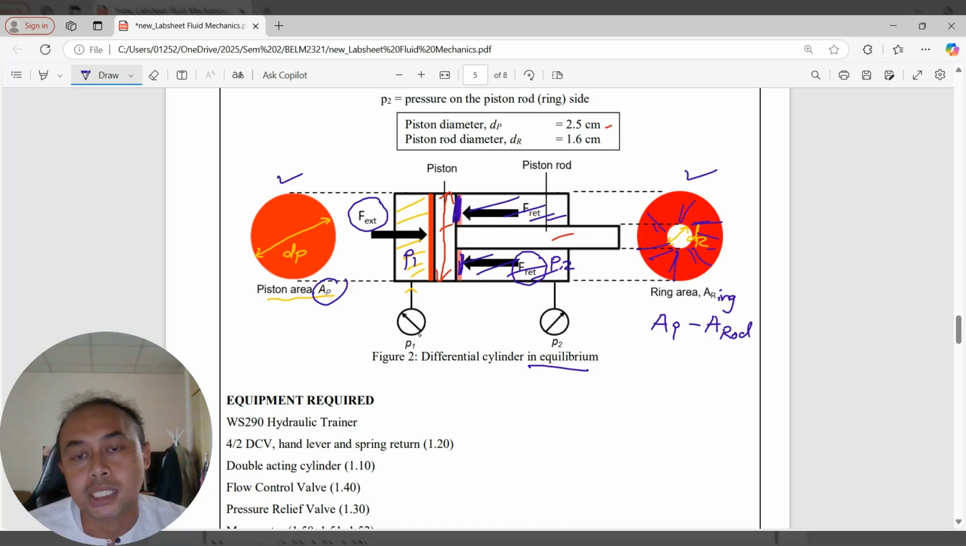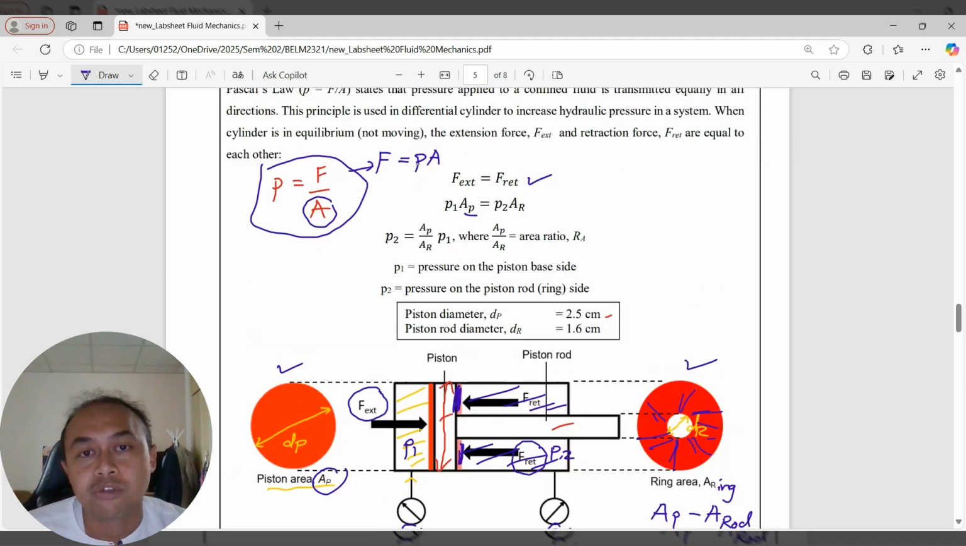The one that you can see, the value shown in this manometer. This one will show you the value of P1. This one will show you the value of P2. So back to this one. F retract equals P2 times the ring area.